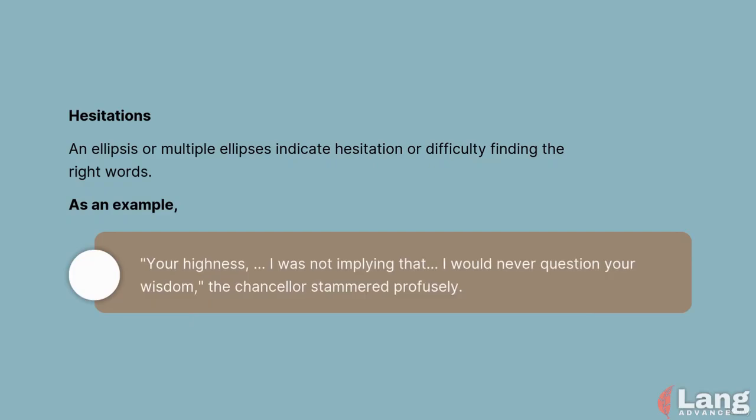Hesitations. An ellipsis or multiple ellipses indicate hesitation or difficulty finding the right words. As an example: "Your Highness, I... was implying... that I would never question your wisdom." The Chancellor stammered profusely.